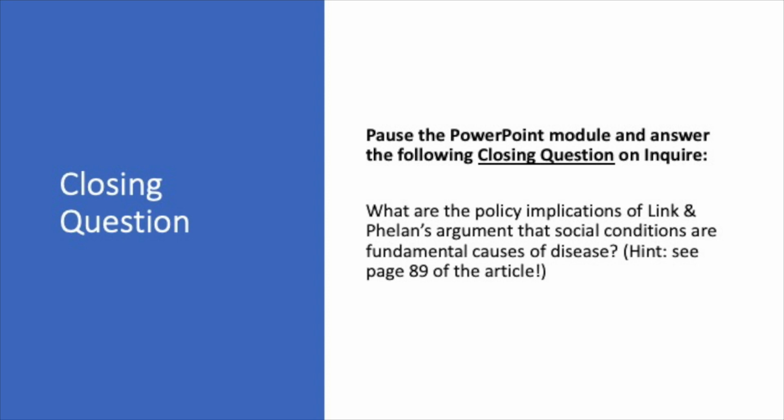So now I ask your closing question: what are the policy implications of Link and Phelan's argument that social conditions are fundamental causes of disease? And I think I dropped some pretty heavy hints in the previous slide or earlier in the module. So you can return to the module to try to answer this question. Also, see page 89 of the article, where there is a section on the policy implications of their argument. So you can pause here, answer that closing question, and then come back for the last slide that describes what we're going to be doing in class this week.